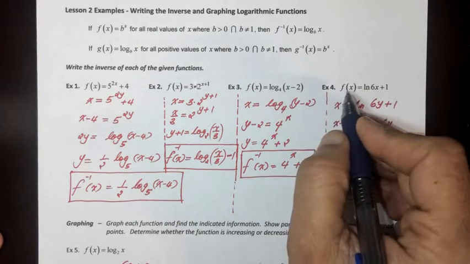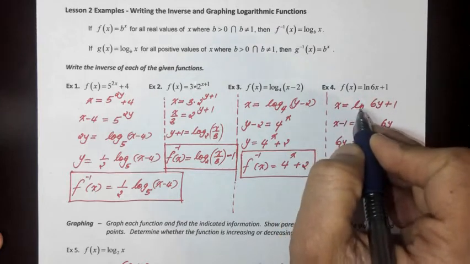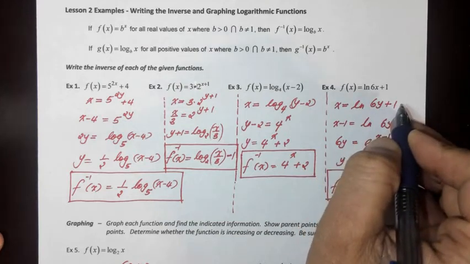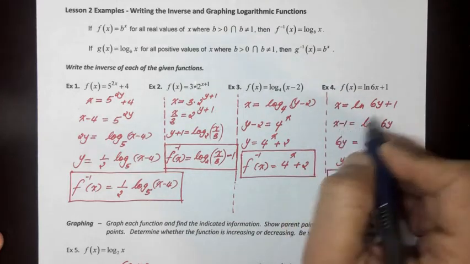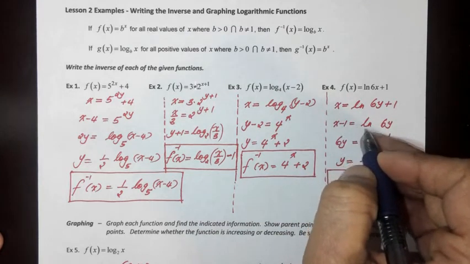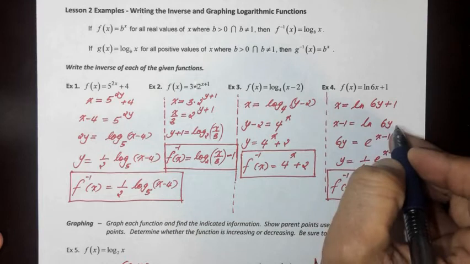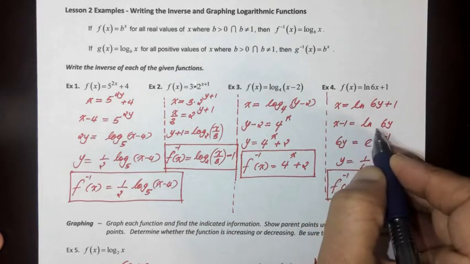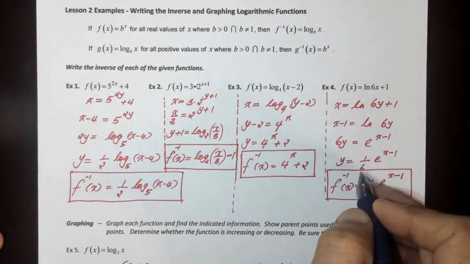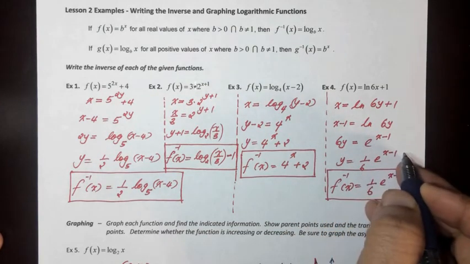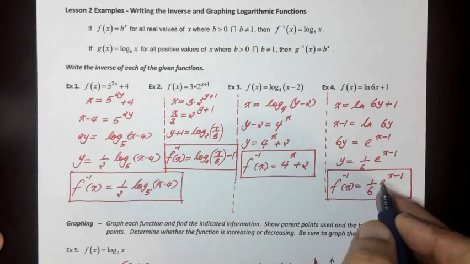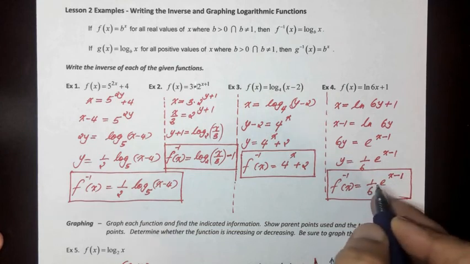So replace y by x, x by y. You get x is equal to natural log of 6y plus 1, or subtract 1 from both sides. x minus 1 is equal to natural log of 6y, or 6y is equal to, because the base is e, e to the power of x minus 1, or y is equal to 1/6 times e to the power of x minus 1, or f inverse of x is equal to 1/6 times e to the power of x minus 1 is going to be the final answer.